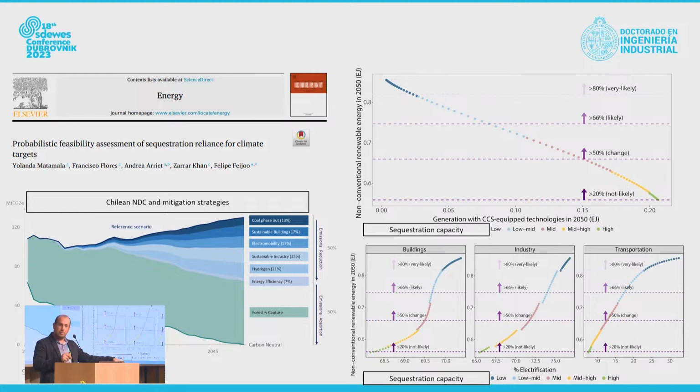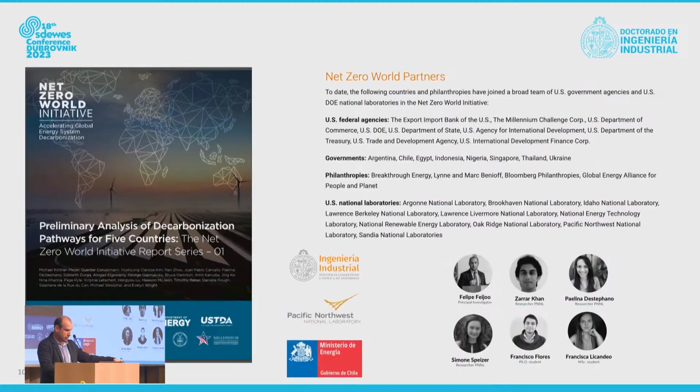And therefore, we need to model the interaction between the energy sector and the land use. Because if Chile relies on this, we need a tool that can actually model the synergies between these two sectors. And that's something we can do with GCAM, and we have done this, and we defined some likelihood scenarios in terms of how much we rely on forestry sequestration.